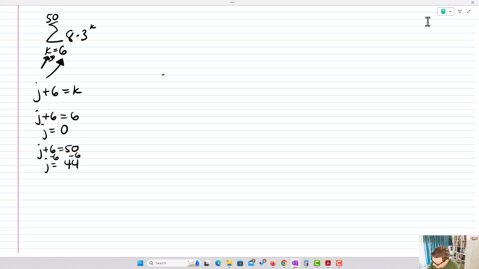Then I'm going to substitute in j plus 6 in for k. So this is going to change my summation. The summation of j equals 0 up to 44, and this will be 8 times 3 to the j plus 6. Now notice that this is no longer a k, so we have a little bit of a problem, but it's not that big of an issue because all we've got to do now is use some of our rules of exponents. So this is j equals 0 up to 44, and now it's going to be 8 times, and we can separate these out into 3 to the 6 times 3 to the j.